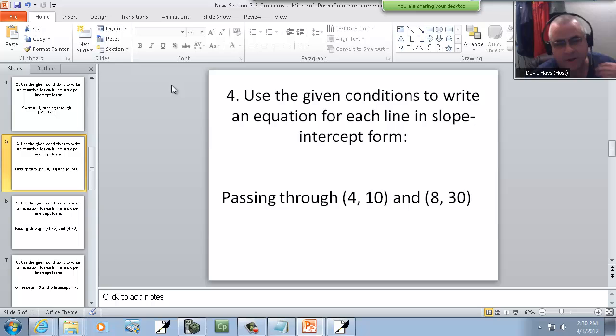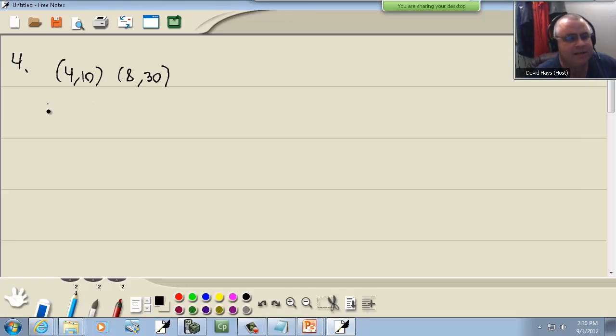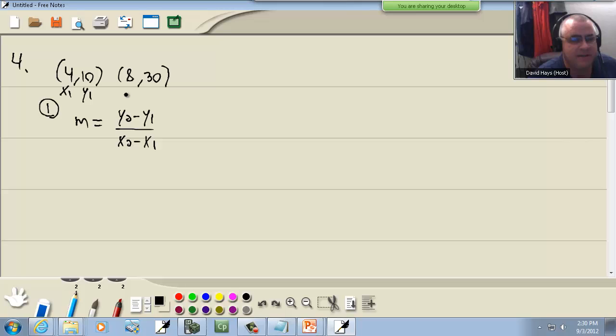Okay, passing these 2 points. Still the same instructions, find equation of the line. Step 1 hasn't changed. It says find m. But in this case, we're going to have to use the formula. M is equal to y2 minus y1 over x2 minus x1. Again, I'll label these. This is my first point, so that's x sub 1, y sub 1. This is our second point, so that'll be x sub 2, y sub 2.